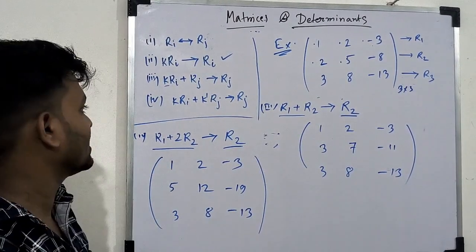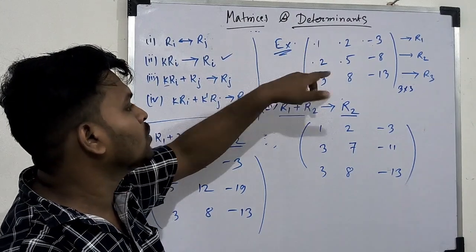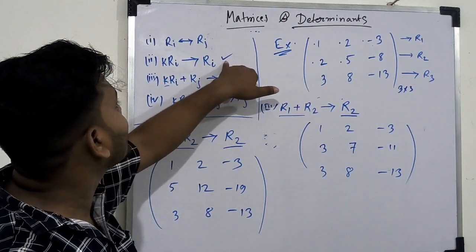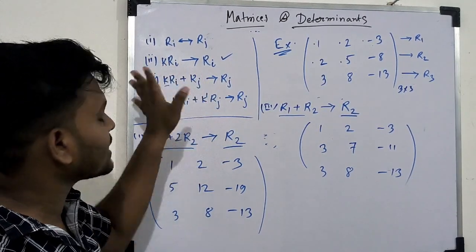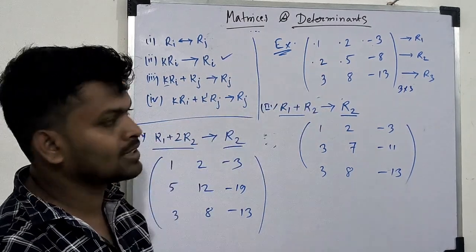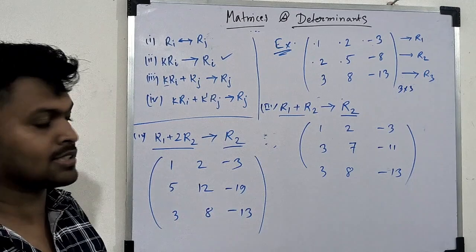These are the row operations, and we applied them on R1 and R2. In the first two cases we take R1, R2, and in the second case we take Ri, Rj as R1, R2. You can also take Ri, Rj as R2, R3, and let's check what happens and how the matrix will change.